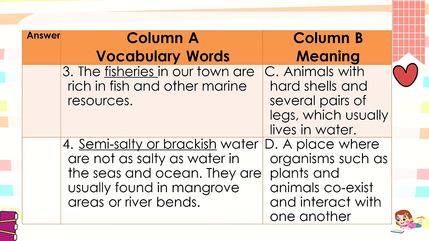Number 3, the fisheries in our town are rich in fish and other marine resources. Number 4, semi-salty or brackish water is not as salty as water in the seas and ocean. It is usually found in mangrove areas or river beds. Letter C, animals with hard shells and several pairs of legs which usually live in water. Letter D, a place where organisms such as plants and animals coexist and interact with one another.